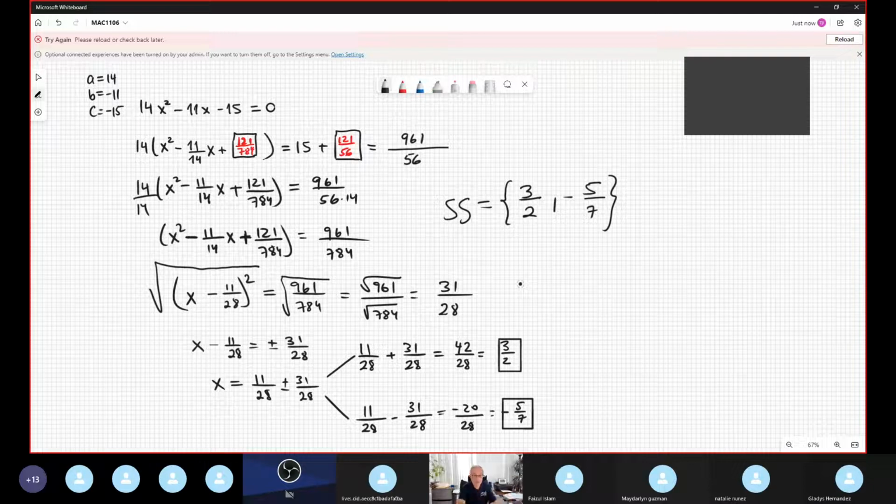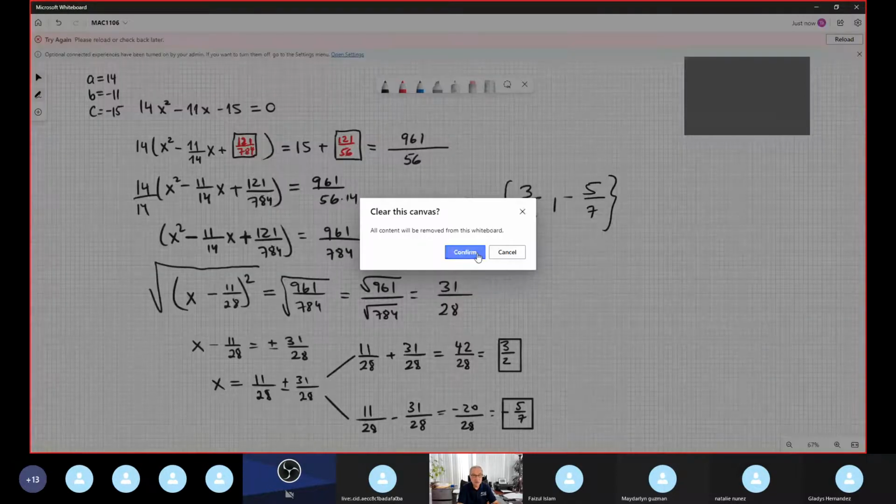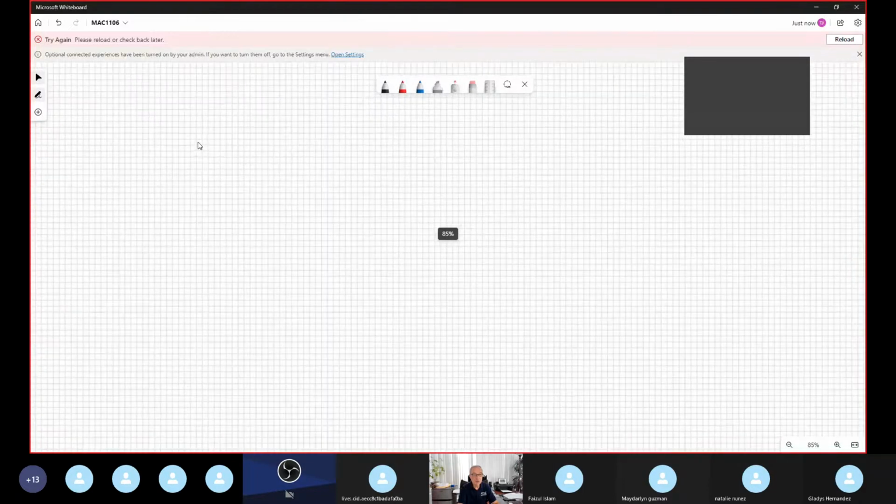But to avoid this too long process, with maybe complicated numbers, I propose one idea. Let's do it exactly the same, but using a literal equation. What does literal equation mean? A literal equation means that we start at the beginning using ABC. So we start with ax squared plus bx plus c equals 0.